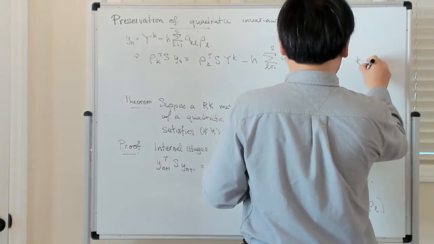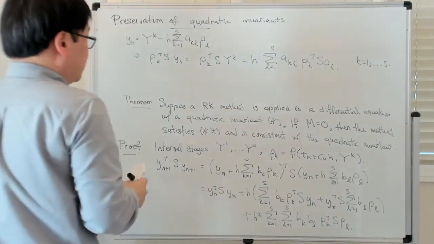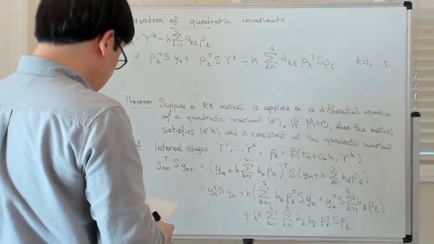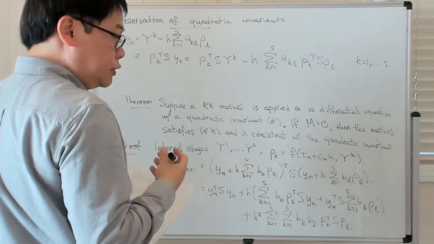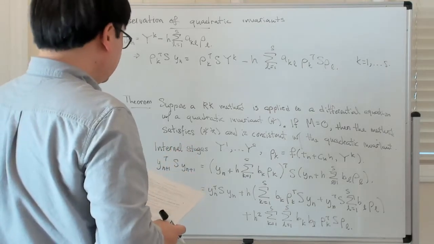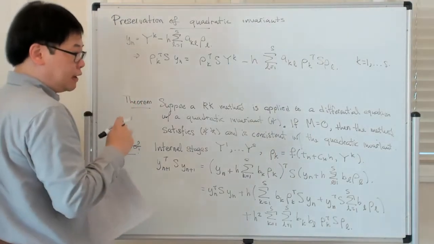This is from k equals 1 to s. Okay. All right. And then the other thing you have to do, of course, is use the fact that you're applying this to a differential equation which has a quadratic invariant. So I need to use that fact somewhere.